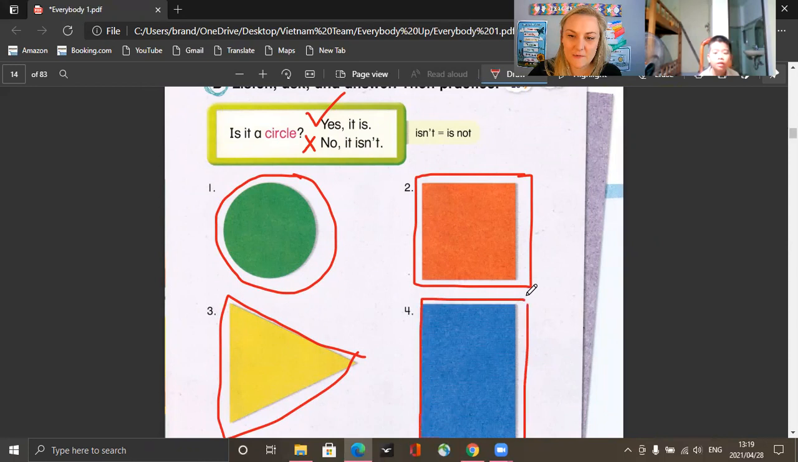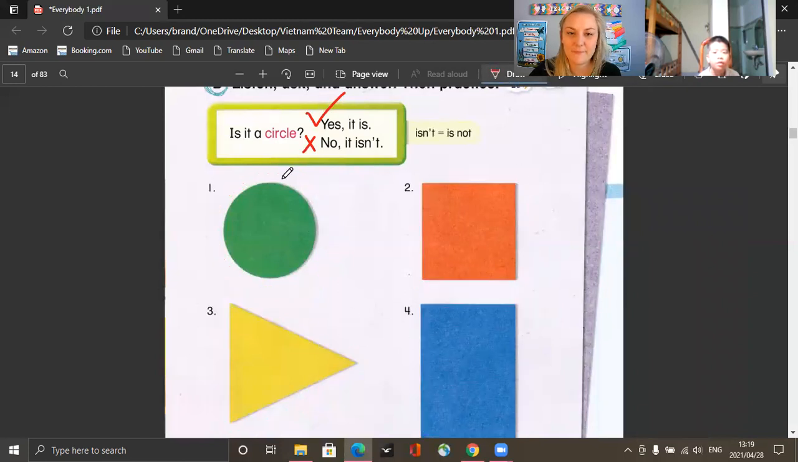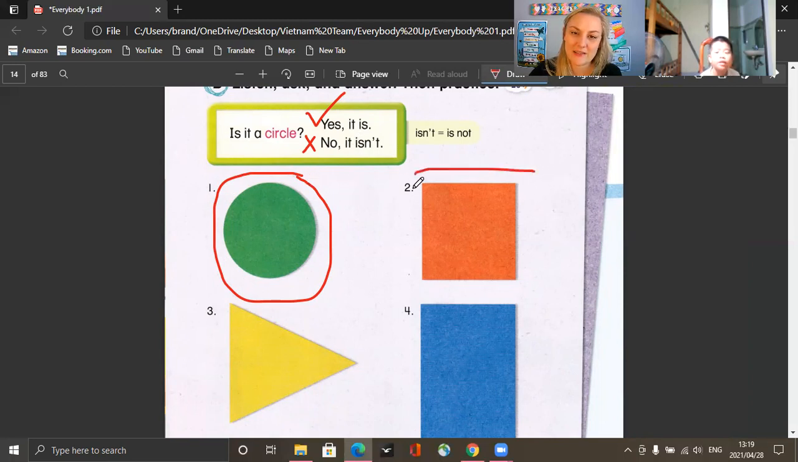Is this a circle? Yes. Rectangle. Okay, so is this a circle? No. No, it isn't. Okay, let's try again. Is it a square? No. No, it isn't. Okay. Is it a square? No. Yes. Yes, it is.